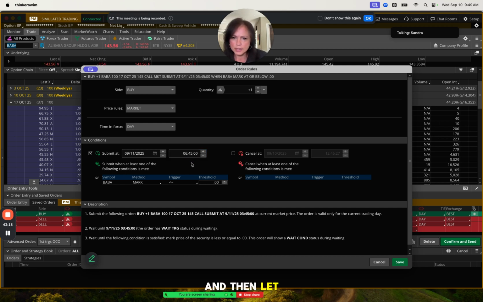06:45:00, and then let me just see what this says. So that says 3:45 in the morning. So this is set incorrectly. If I put 9:45, there you go. That's my 6:45. So now this is set for Eastern Standard Time, and you can see that my computer is set for my time, which is Pacific. Okay, I just want to make sure I don't confuse anybody. Don't stress out. So here I'm saying open this order tomorrow at 9:45 Eastern Standard Time.